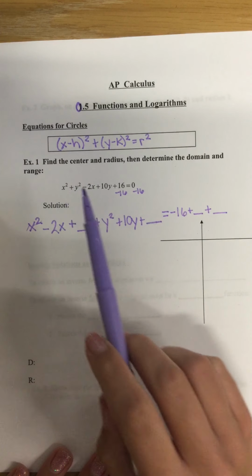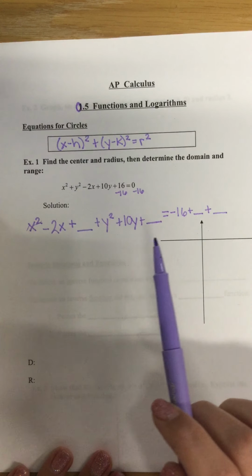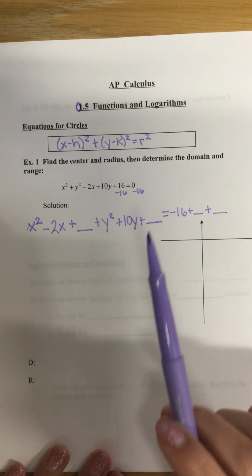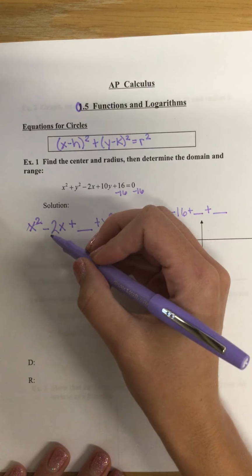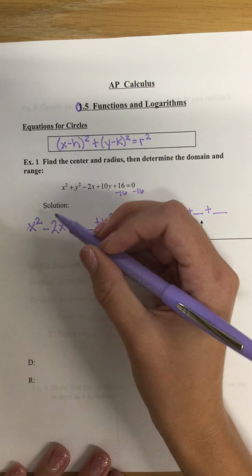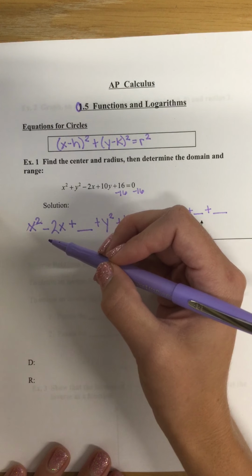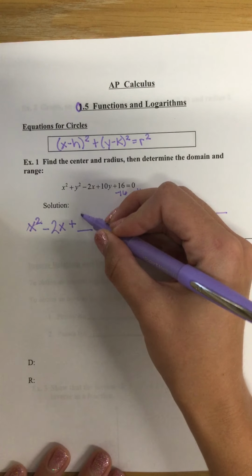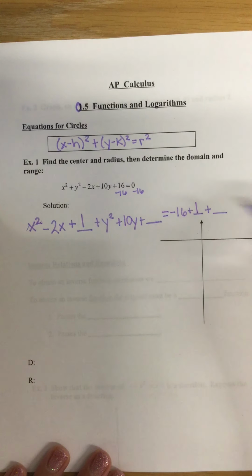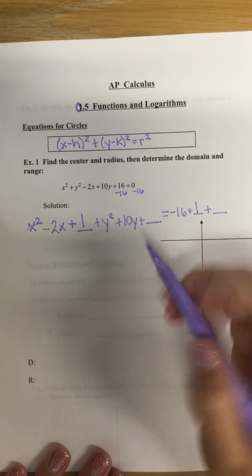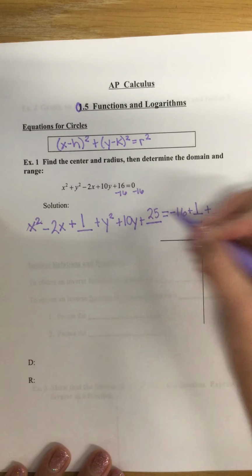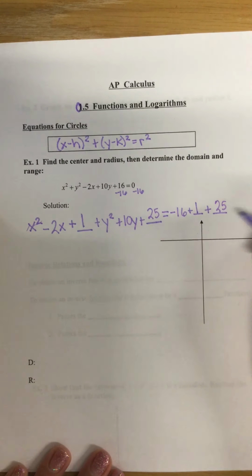So remember, step one is to get those x's and y's together, leave blanks for completing the square, and then move any constants to the other side. So now when we complete the square, we take this middle term, we divide by 2, and we square it. So negative 2 divided by 2 is negative 1. Negative 1 squared is 1. Whatever we do to one side, we do to the other. And that's why completing the square works, because you can always add to the other side of the equation. This one, we take 10, divide by 2, 5, square it, 25. Whatever we do to one side, we do to the other.